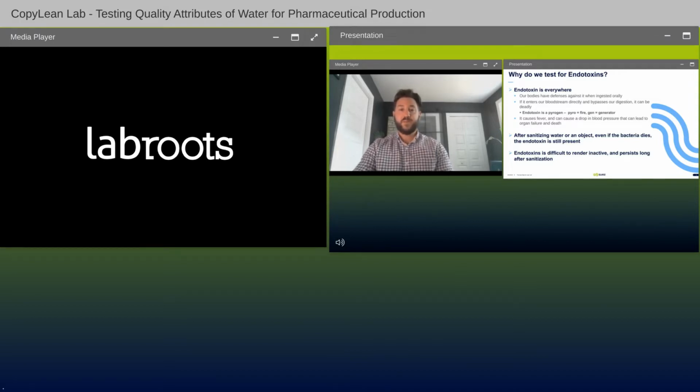Due to the possibility of serious illness or death, all injectable pharmaceuticals and implantable medical devices that come into contact with the bloodstream or spinal canal must be tested for endotoxins to ensure patient safety. Even after sanitizing and cleaning objects or equipment, the bacteria may be killed off, but endotoxin will remain behind and be present. This is why it's super imperative to test for endotoxin throughout the manufacturing process.